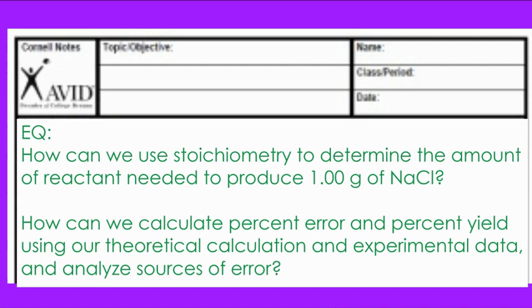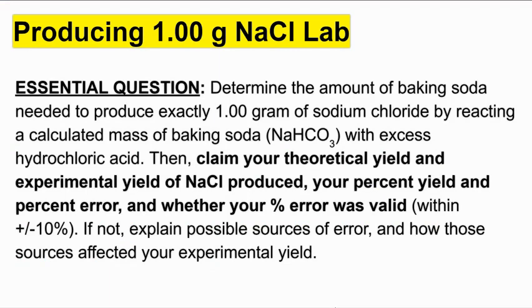How can we use stoichiometry to determine the amount of reactant needed to produce exactly 1 gram of sodium chloride? And how can we calculate percent error and percent yield using our theoretical calculation and our experimental data and analyze for sources of error? Our EQ in today's lab is pretty wordy. Please make sure that when you're writing your claim, you're fully answering all parts of the EQ.